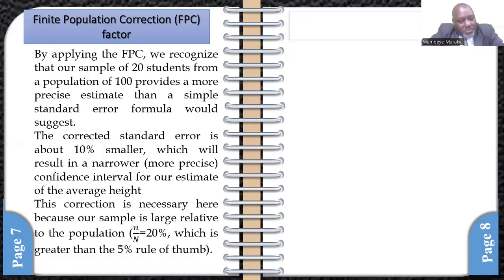This correction is necessary because our sample is large relative to the population. When you divide the sample by the population, you get 20%, which is greater than 5%, the rule of thumb.